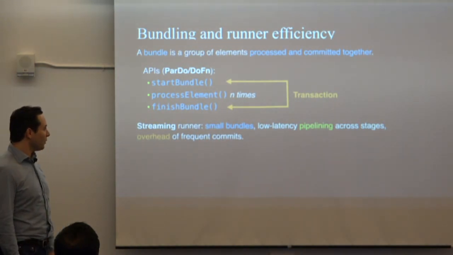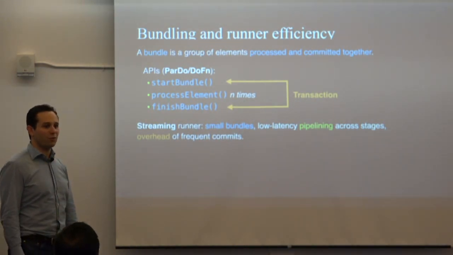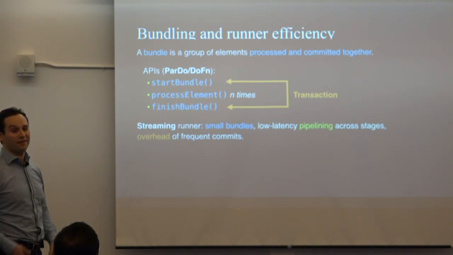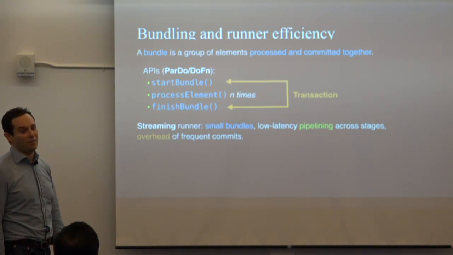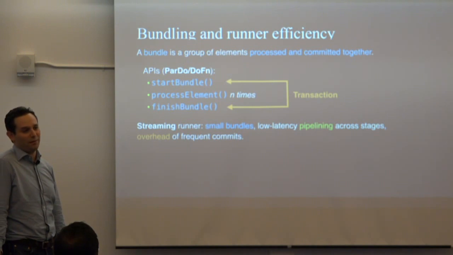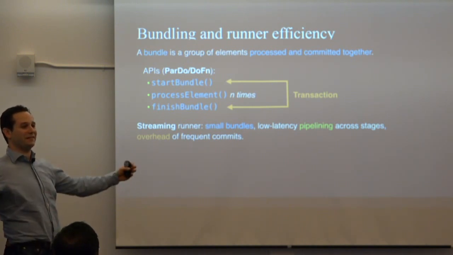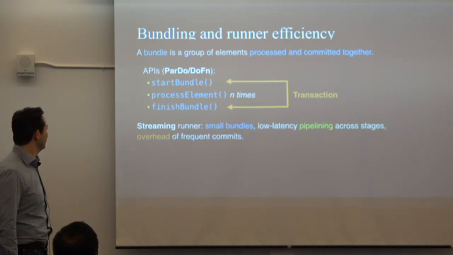What's in the bundle is very runner dependent. Streaming runners that care a lot about latency will probably give you very, very small bundles. There'll be some bundling, but you don't want to wait 15 minutes to get a big bundle, because then you've lost your latency.